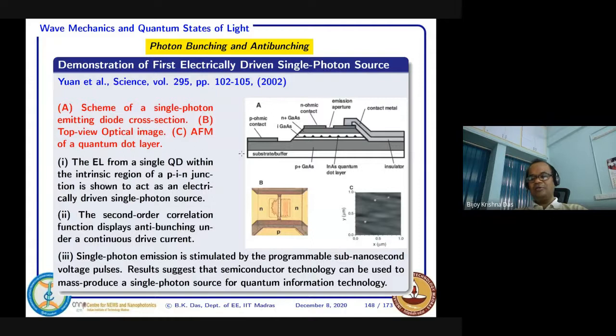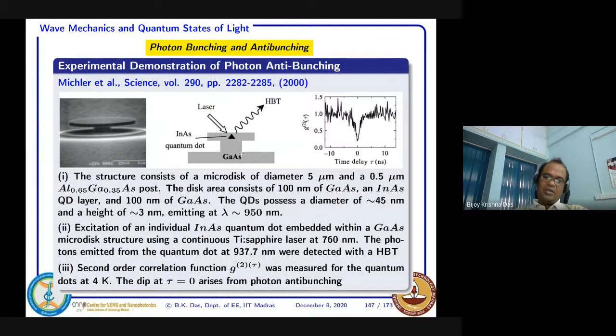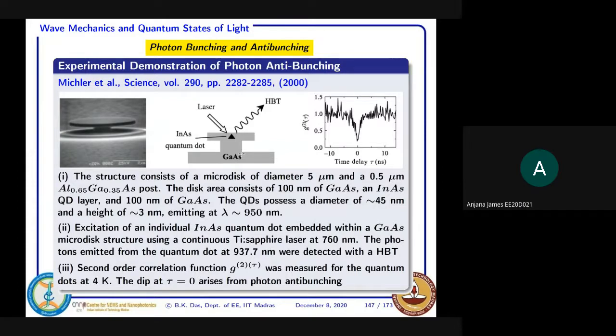Sir, could you explain what is the importance of that microdisc structure? We could make the quantum dot otherwise also, right? So why did they specifically go for that microdisc?